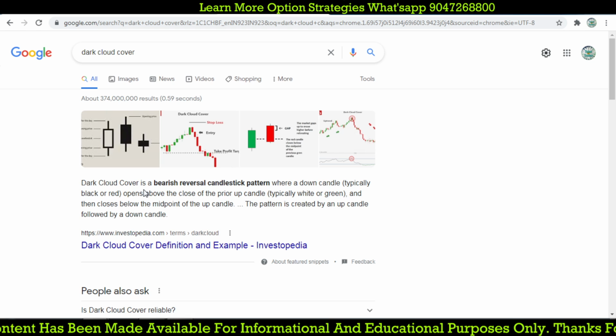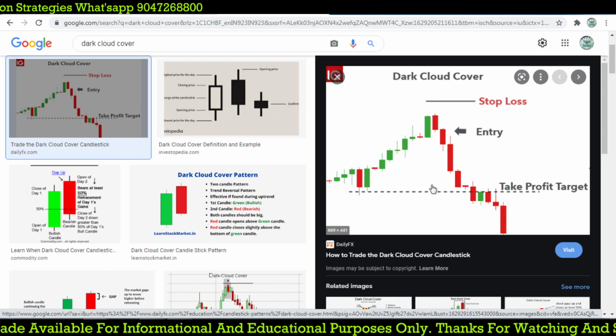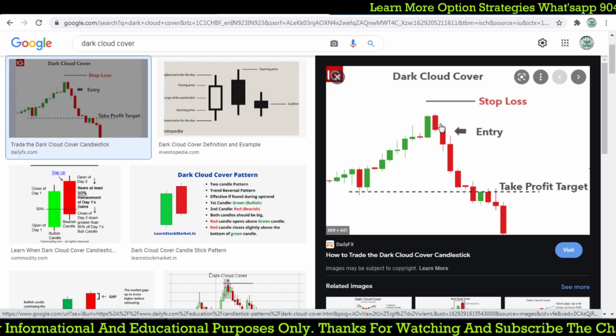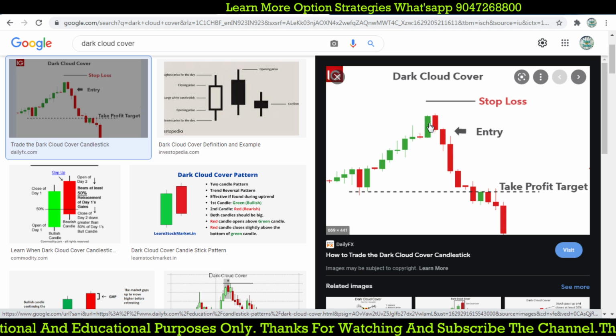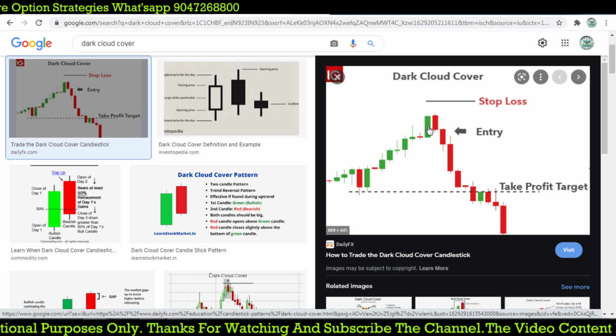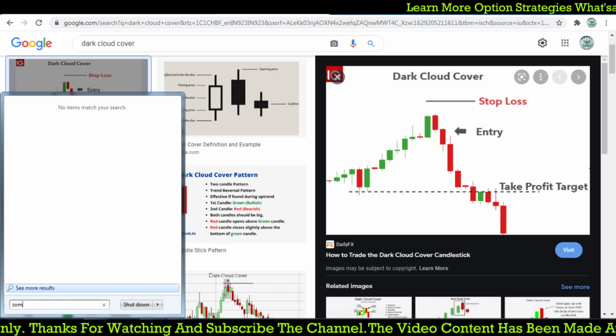Let's check it out. Here, when we check the dark cloud cover pattern in Google, the candle opens above the previous day's high, so today's high is greater than the previous day's high, right? So that is the condition we are going to make.